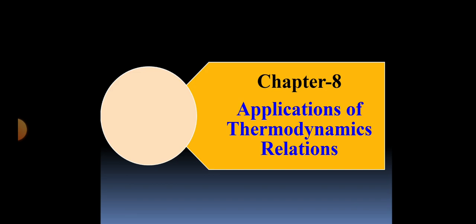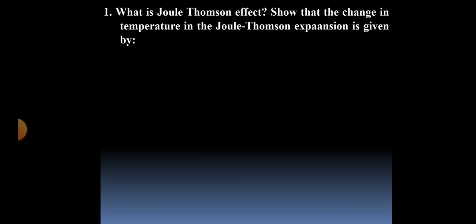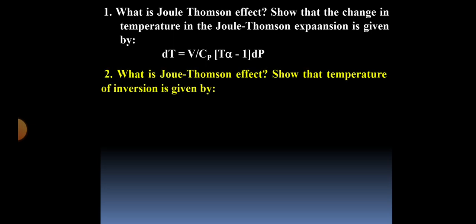Then the last chapter, chapter number 8, titled Applications of Thermodynamic Relations. Question number 1: what is the Joule Thomson effect? We have to define it. Show that the change in temperature in Joule Thomson expansion is given by this. This is a very important derivation. Question number 2: what is the Joule Thomson effect? Show that the temperature of inversion is given by Ti is equal to 2A divided by Rb. 2A, R, b, all are constants.